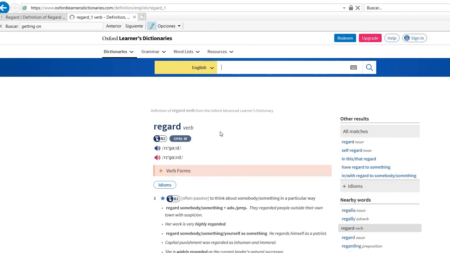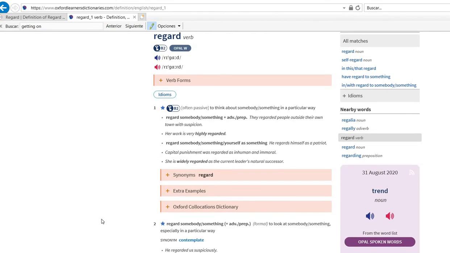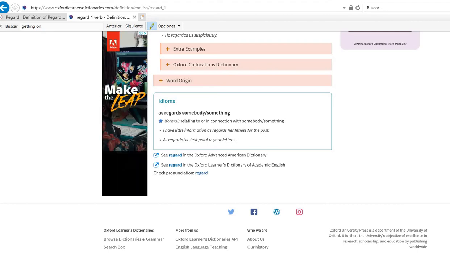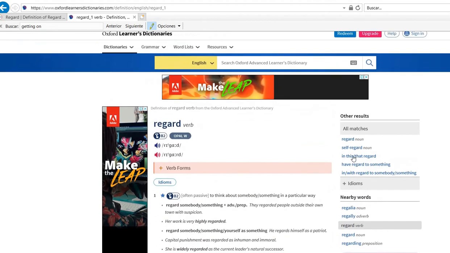So let's see if we find an example here. Highly regarded, right? He regarded us suspiciously. As regards, right? I have little information as regards fitness for the post, as regards the first point in your letter. All right? Very good. So that's all for regard.